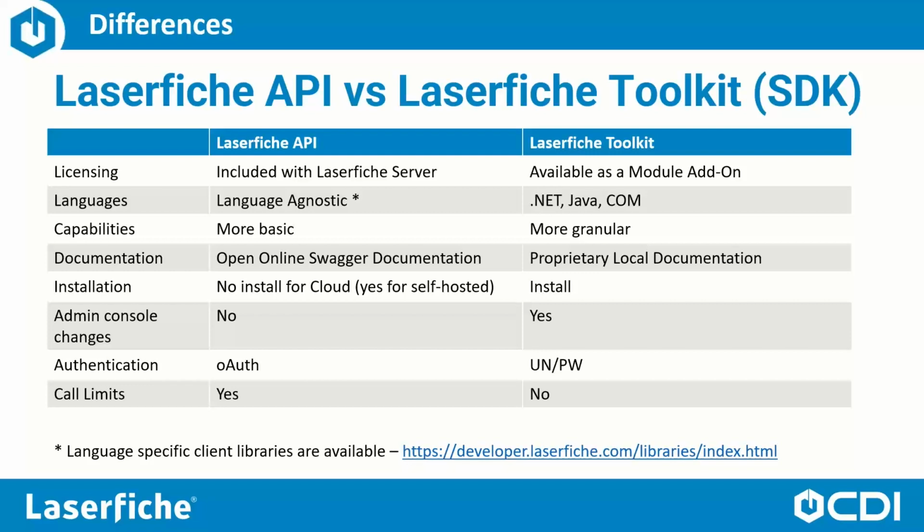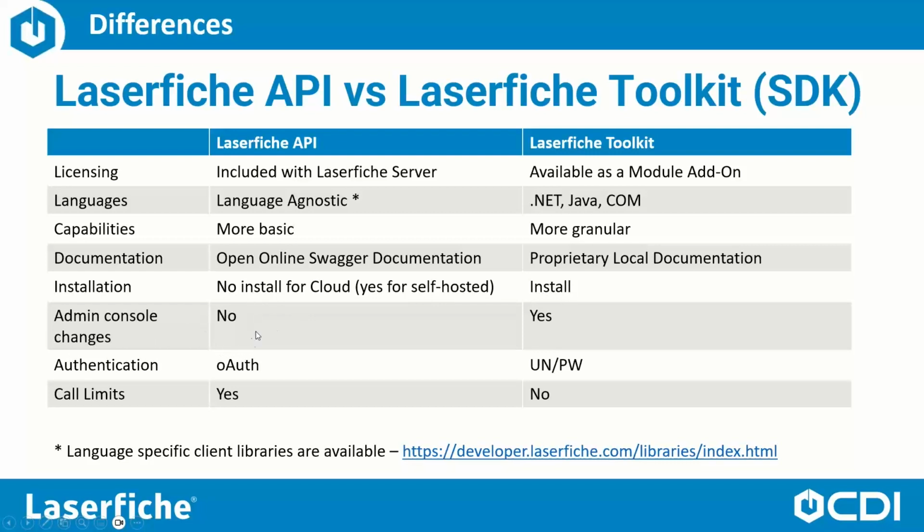The capabilities, again, the API is a little bit more basic, whereas the SDK or toolkit is more granular. The documentation, the API is using the Swagger platform to display and allow you to interact with, whereas the toolkit requires proprietary local documentation. I do want to call out too that if you are using the API in a self-hosted environment, the documentation is different as well. Installations, if you're using the API in a Laserfiche cloud environment, there's no install, but there is for a self-hosted system. And then again, the toolkit requires an installation.